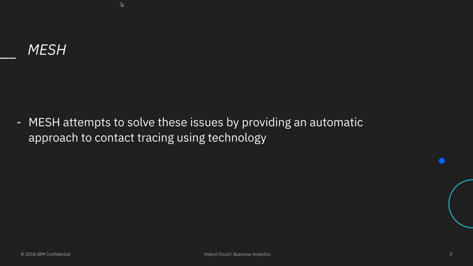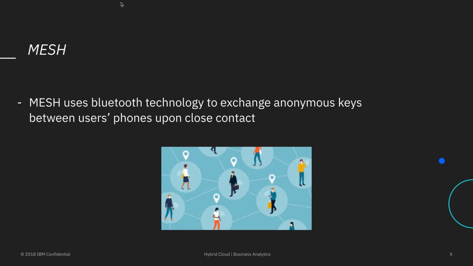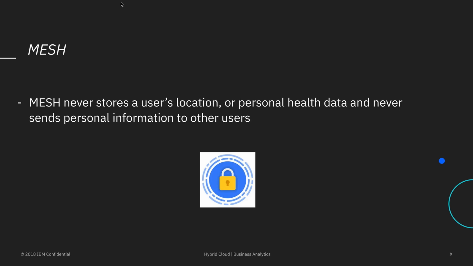Mesh attempts to solve these issues by providing an automatic approach to contact tracing using technology. It uses Bluetooth technology to exchange anonymous keys between users' phones upon close contact. A user's location and personal health data is never stored and is never sent to other users.